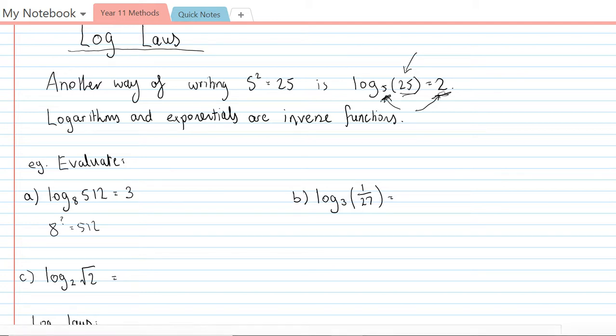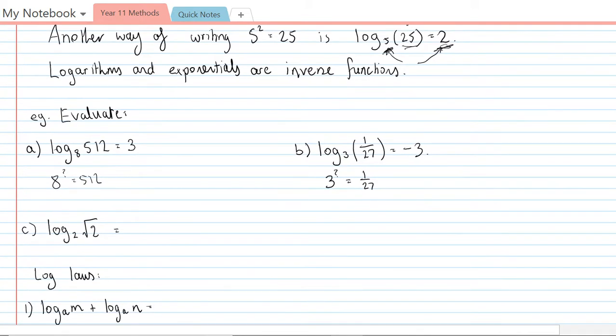So the second one, log base 3 of 1 on 27. So in a similar way, this means 3 to the power of something equals 1 on 27. We've seen this one a few times before already, so that's going to be negative 3. In the third one, 2 to the power of something equals square root of 2. Now, you might be able to recognize this from the index law, but square root of 2 is the same as 2 to the power of half. So that means the answer here is half.